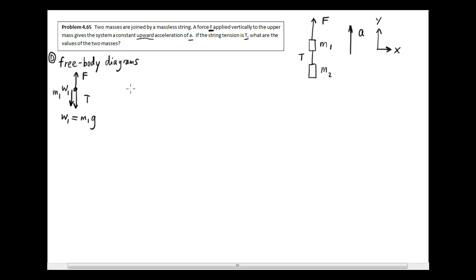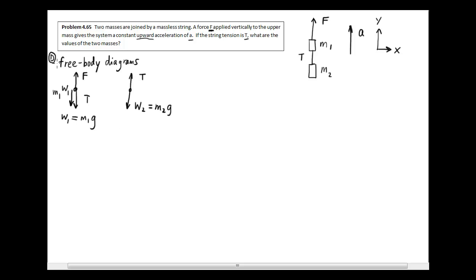That's M1. Then we have M2, and the upward force on M2 is provided by the string. The downward force is, again, the weight, W2, which is M2 times G. And it's really important in problems of this type to keep track of the subscripts. If you just put mg for these two weights, you will think that those masses are the same, and you'll get the wrong answer.